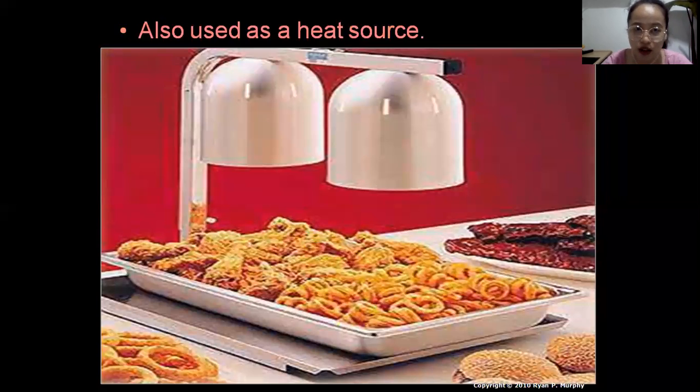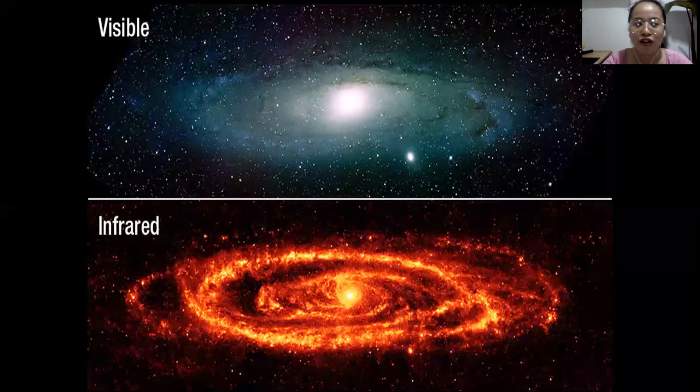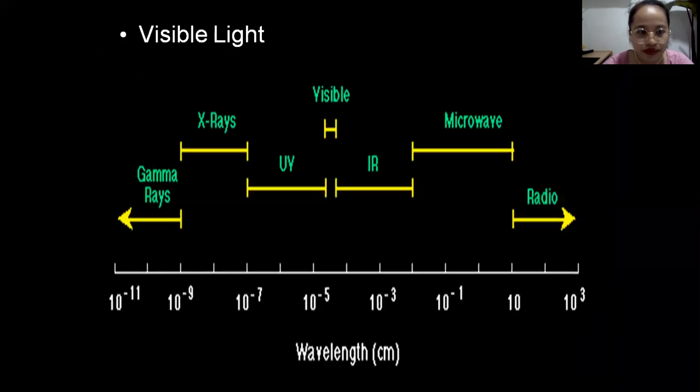And also infrared is also used as a heat source. Okay, let's look at the difference between the visible and the infrared images. As you can see here in the picture of visible and the infrared, in the visible, you can see the true colors. In the infrared, look at the difference of the images. Okay, so where can you see the visible light? It is between the UV and the infrared.